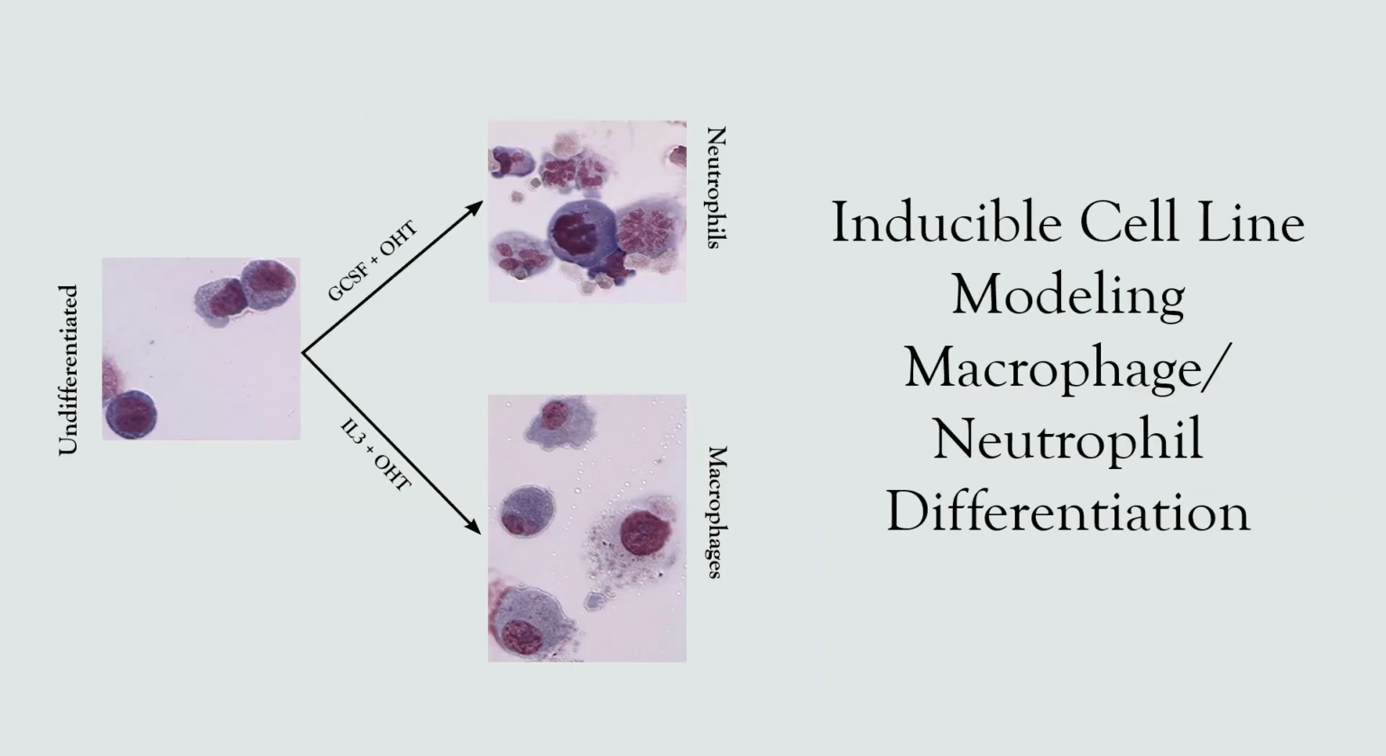To simulate macrophage-neutrophil differentiation, we utilize a model cell line known as PUER cells in which bilineage progenitors differentiate into macrophages or neutrophils upon cytokine and tamoxifen treatments.